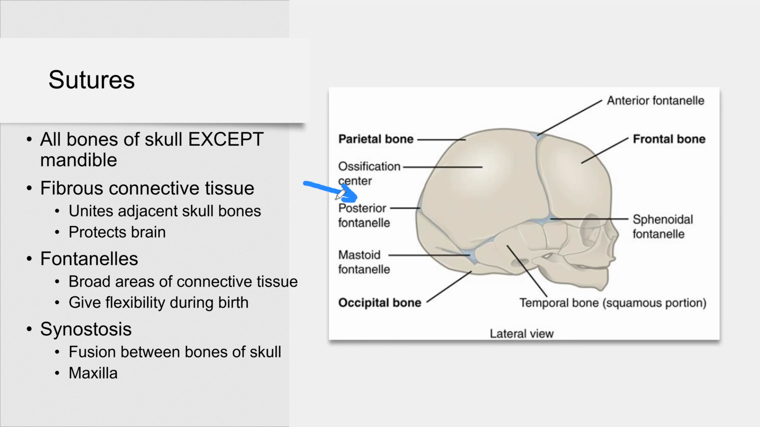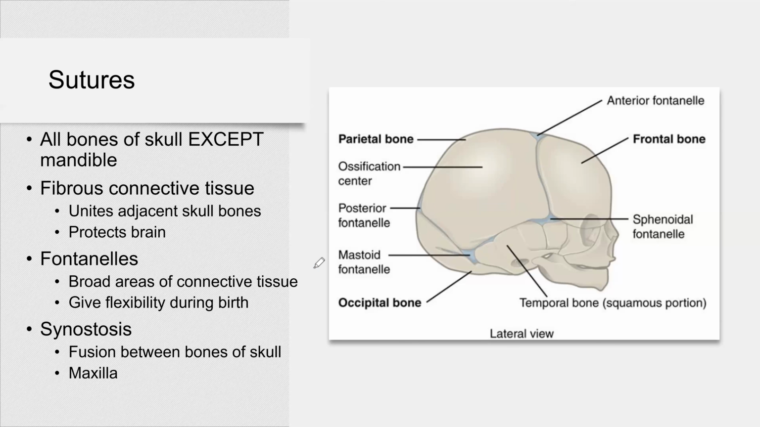Now here on this diagram, you see a fetal skull. And what you can notice is that some parts of it are made of membranous tissue. This membrane is not ossified yet, and those areas are called fontanelles. It's a broad area of connective tissue that gives flexibility during birth, and it also allows the brain to grow inside the cranial cavity. With time, those fontanelles, this connective tissue, will ossify and become bone in the adult.